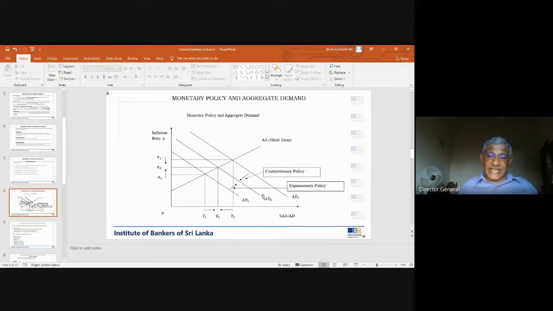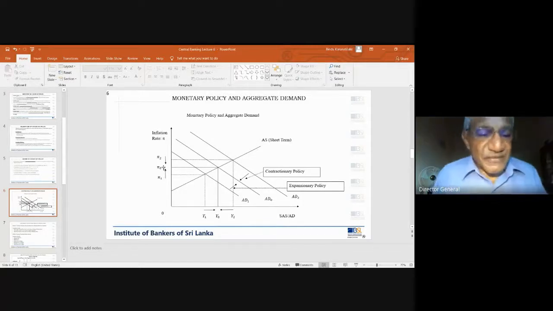Okay. Now we have taken a point here. I have marked this AD0. We can take this AD0 as a benchmark. Okay, when this aggregate demand AD0 curve intersects the aggregate supply curve, the economy has an aggregate demand and aggregate supply level of Y0. Then the inflation rate is π0. It can be 5% or 2% or 3% or whatever.